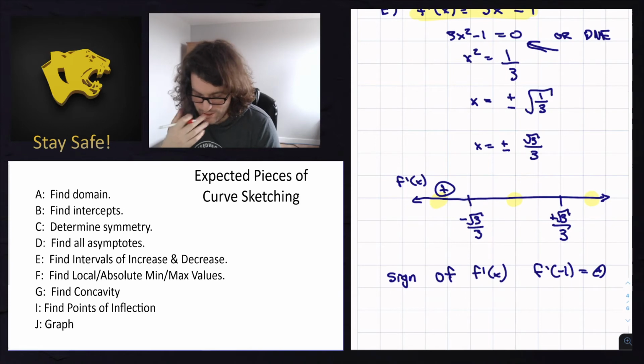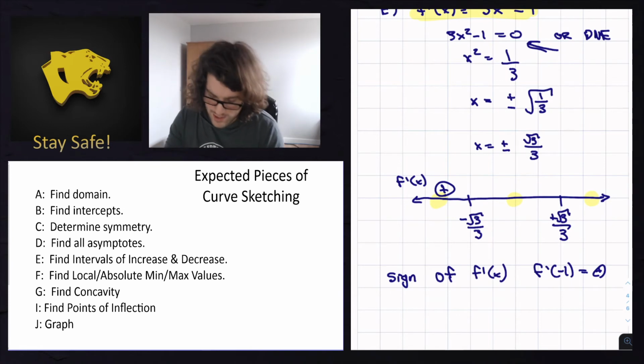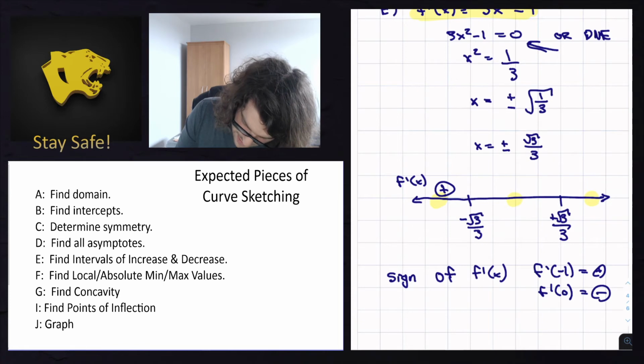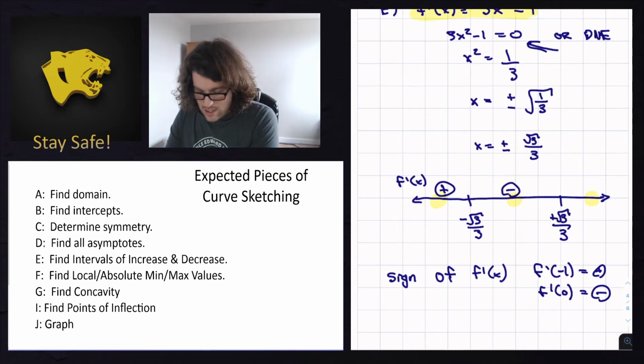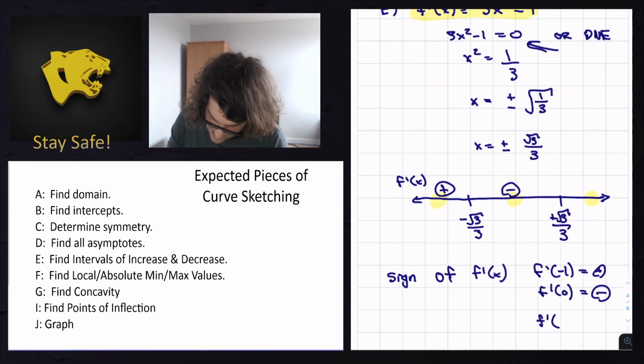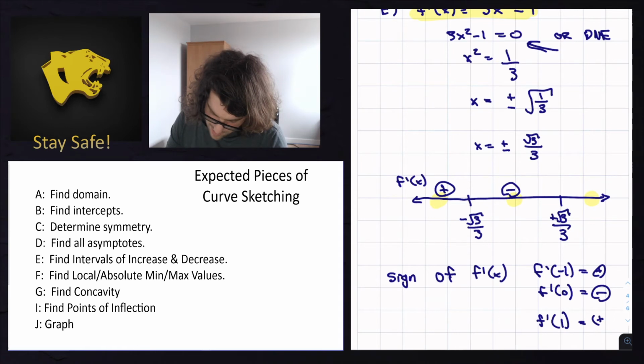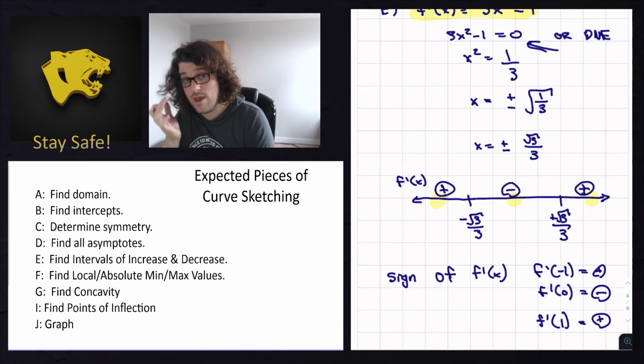So I'll put a 0 into it. It's going to be 3 times 0 squared minus 1, which is negative 1, which is going to give me that f prime at 0 is going to be negative. So we get negative on that one. f prime at positive 1 is what I'm going to test for the third one, and that's going to be, again, 3 times 1 squared minus 1, which is 2. So we'll have a positive value. So that is going to be positive on that interval.